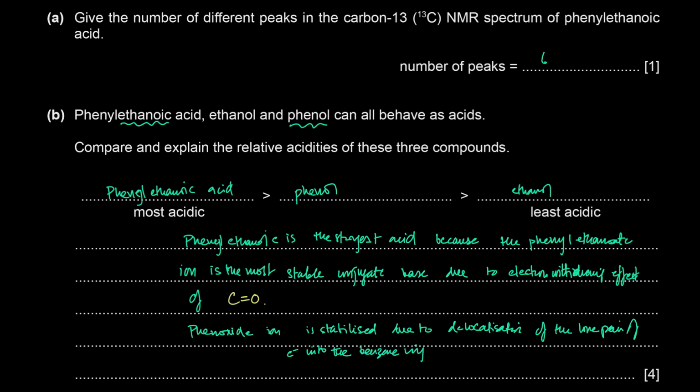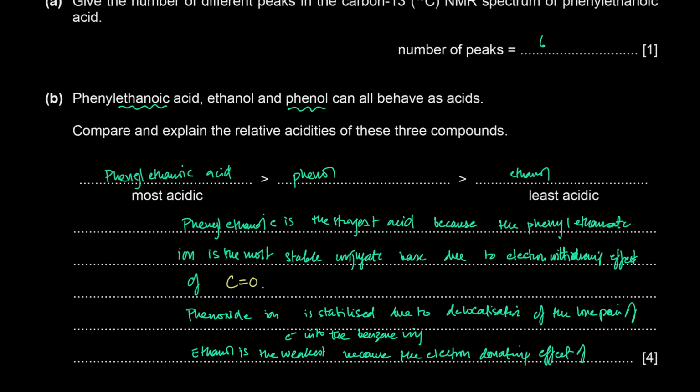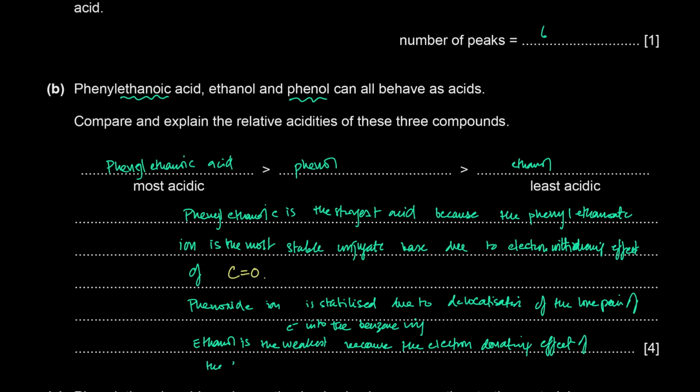And lastly, we know that ethanol is the weakest acid, because the electron donating effect of the ethyl group in the ethoxide ion makes the conjugate base less stable, right? Makes it less stable, makes it unstable. Okay.